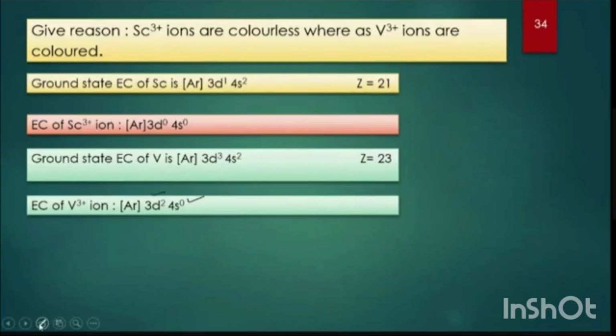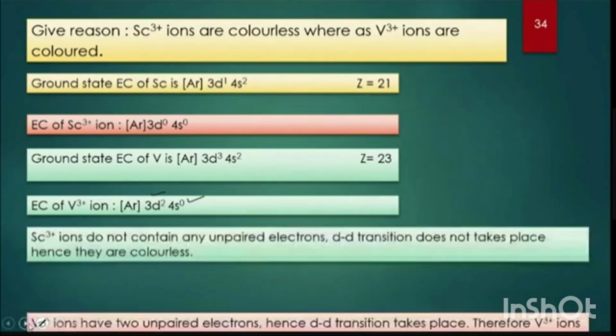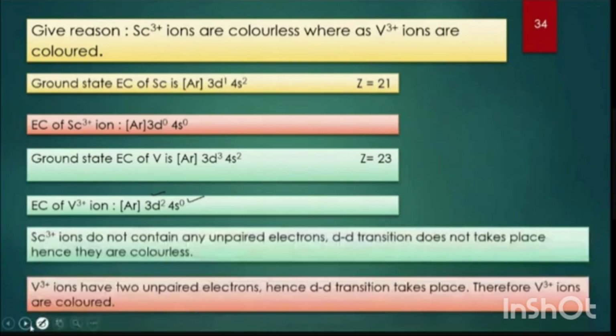Because of having these 2 electrons, it is going to undergo what? DD transition. But in the case of Sc3 plus, it doesn't happen. Sc3 plus ions do not contain any unpaired electrons. DD transition does not take place, hence they are colorless. Whereas vanadium 3 plus ions have 2 unpaired electrons, hence they undergo DD transition. Therefore, vanadium 3 plus ions are colored in nature.